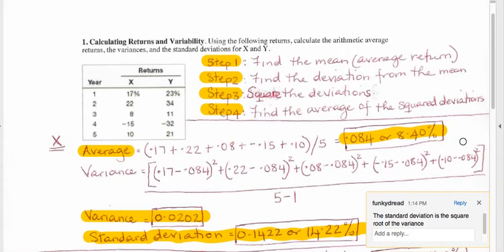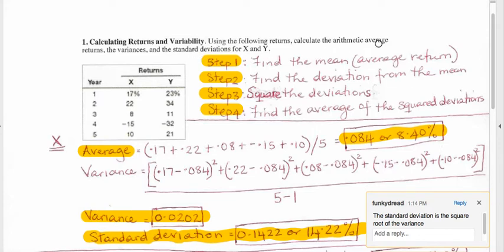So let's take a look at the problem set, class. Number 1 talks about calculating returns and variability. And you're told, using the following returns, calculate the arithmetic average returns, the variances, and the standard deviations for x and y. So I've written the steps here for you once again, just to remind you.